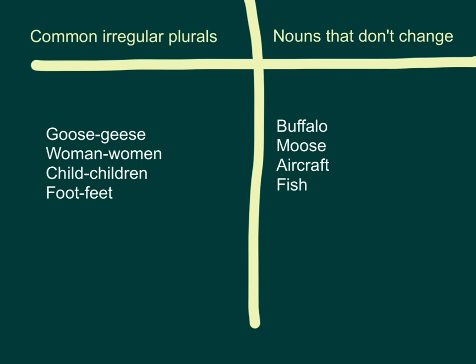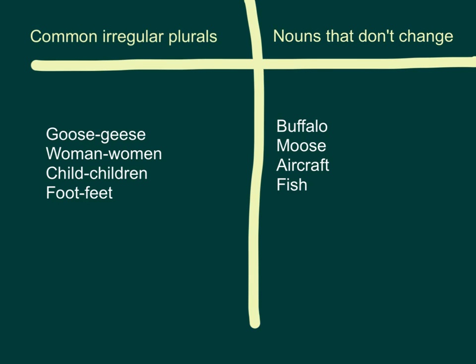The last thing you need to do tonight is write down some words that do not follow the regular rules of plural nouns. If you look on the left, you'll see common irregular plurals. A word like goose becomes geese, woman, women, child, children, or foot to feet. You'll see that we do not add an S to these words, yet we change them just a little bit differently, so be very careful.